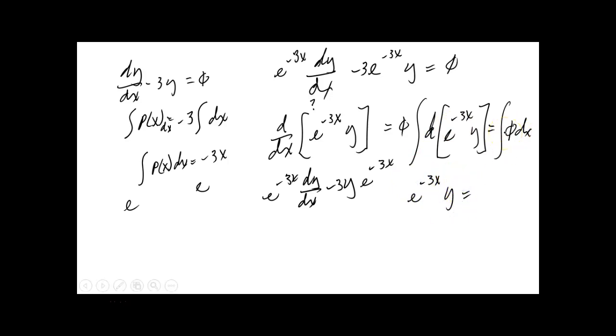And what's the antiderivative of 0? A constant, right? Just some constant. Okay? And then this implies multiply both sides by e to the 3x, and that gives you 1, right? So here's our solution. y is equal to c e to the 3x.